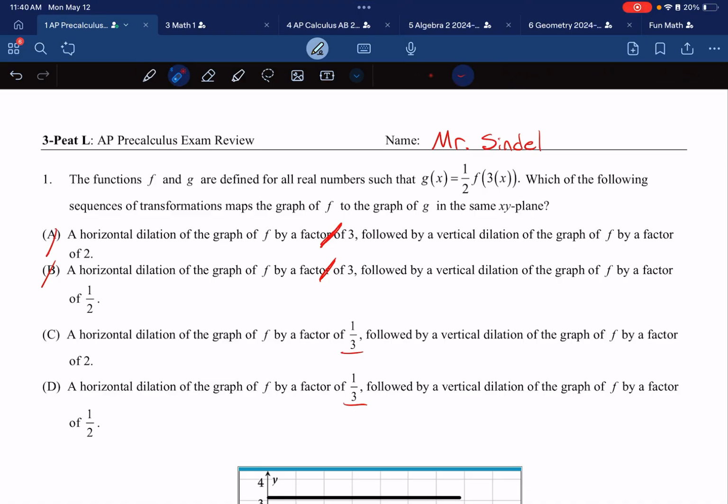And then next we have this 1/2 out here, vertical direction. Everything on the outside of the parentheses is the vertical direction. If we are adding or subtracting, we are translating. If we are multiplying or dividing, that is going to be dilating. Because we are on the outside, we are also doing the typical direction. If I have a 1/2 is what we should get, and the correct answer here is D.